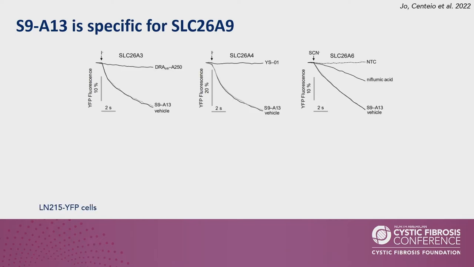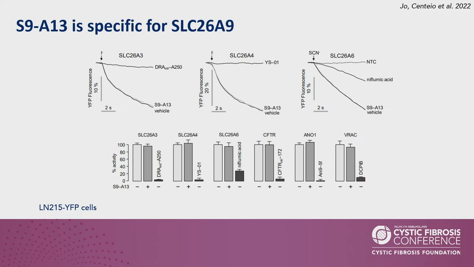So they also overexpressed, in the same cell system, other members of the SLC26 family, here A3, A4, and A6, and they also did this with other chloride secretory proteins that are found in the airways, such as CFTR, ANO1 or TMEM16A, and VRAC, volume-regulated anion channels. And when these cells were incubated with the S9A13 inhibitor, they saw no effect in inhibiting the quenching that is mediated by these proteins. And as a confirmatory measure, they then used the specific inhibitors reported for each of these proteins, and they saw a clear inhibition of the quenching, supporting the specificity of this compound for A9.